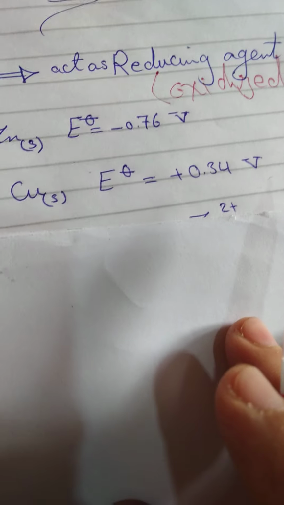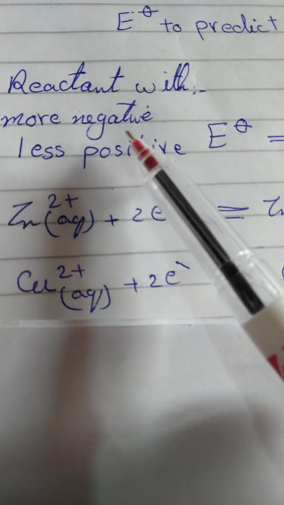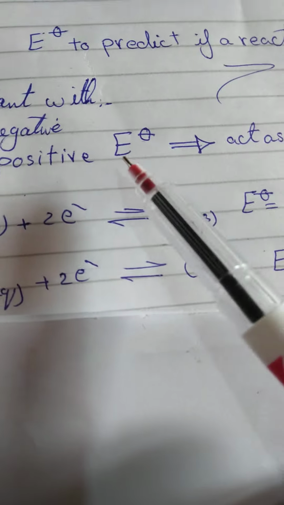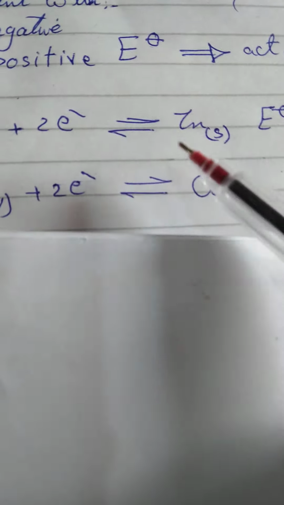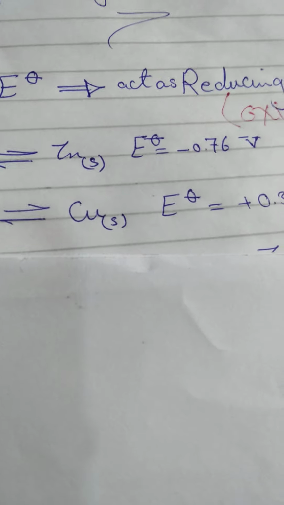How will we know? We will apply the same as we said in our last video. As we said here, we choose the reactant with the more negative or less positive E standard. Which one here? In these two systems, E standard for zinc metal, zinc ions equals minus 0.76 volt, and E standard for the copper system equals plus 0.34. Which one is more negative or less positive?